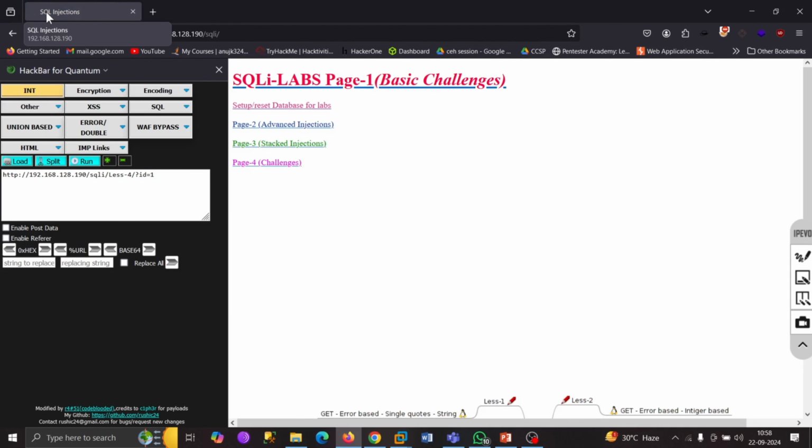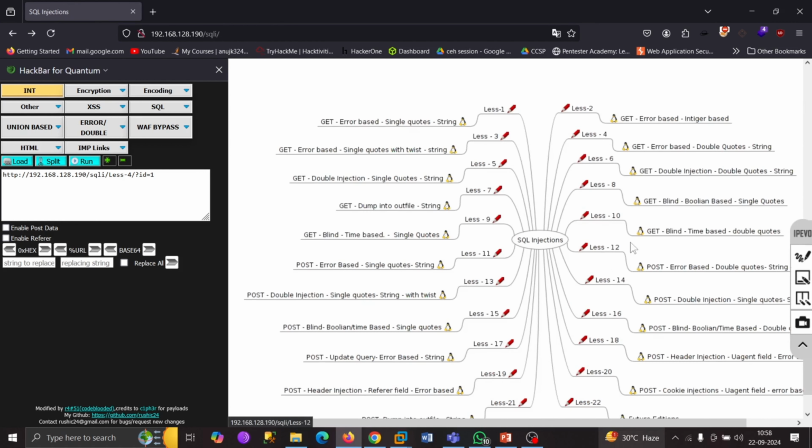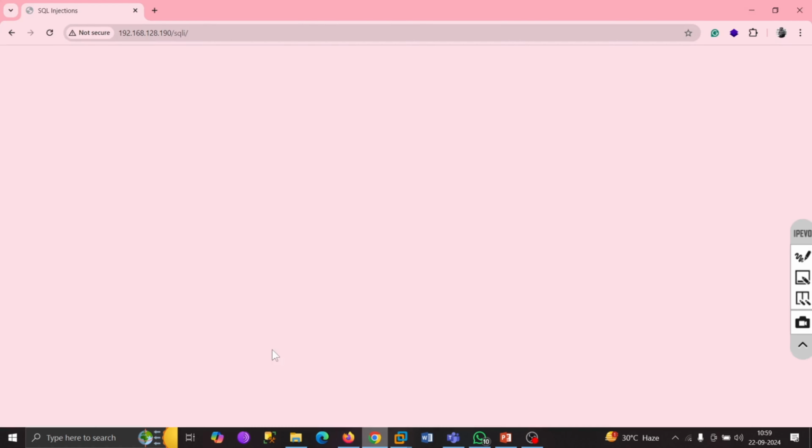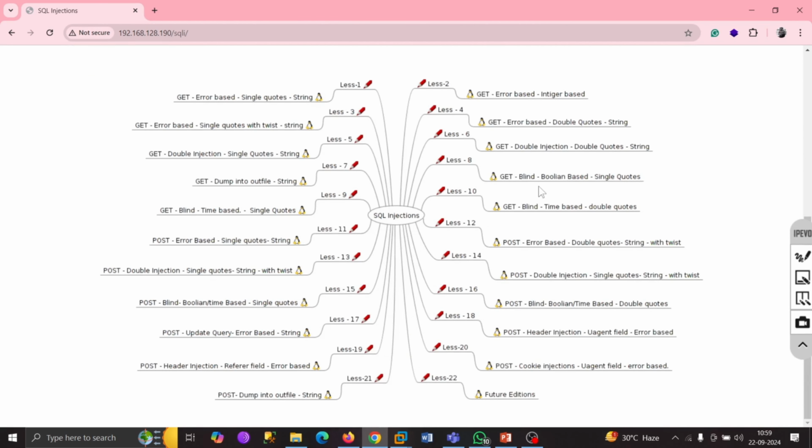Go back. Pay your attention over here. This is going to be really important. Time based. Single quote or double quote, what should I use? What are we going to get over here? Please input ID as a parameter with numeric value. ID equals 2. Done. Why are we not getting this? Anyway, I think there is an issue with my Firefox.